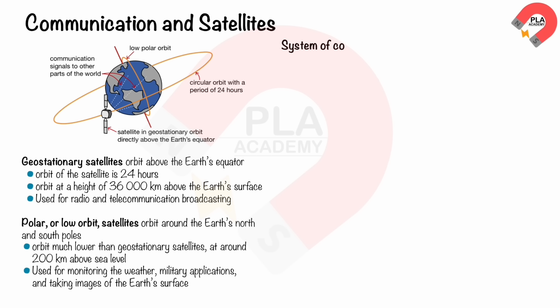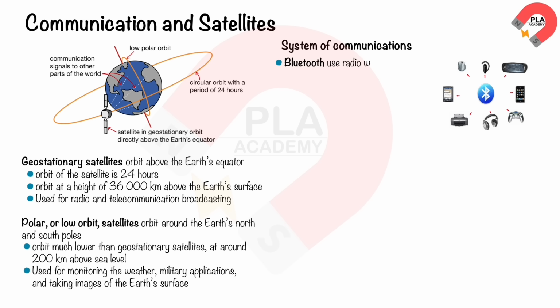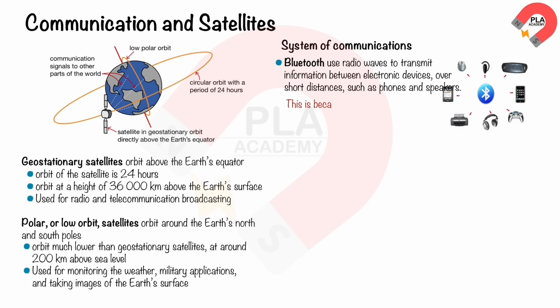System of communications. Many important systems of communications rely on long wavelength electromagnetic radiation, including Bluetooth, which uses radio waves to transmit information between electronic devices over short distances, such as phones and speakers. This is because radio waves pass through walls, but the signal is weakened on doing so.